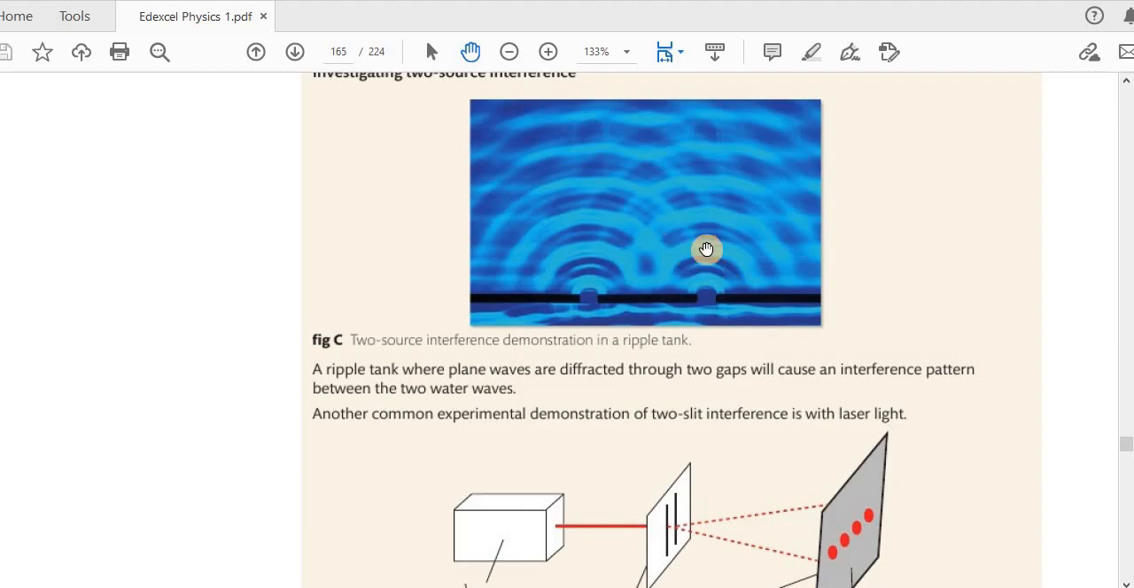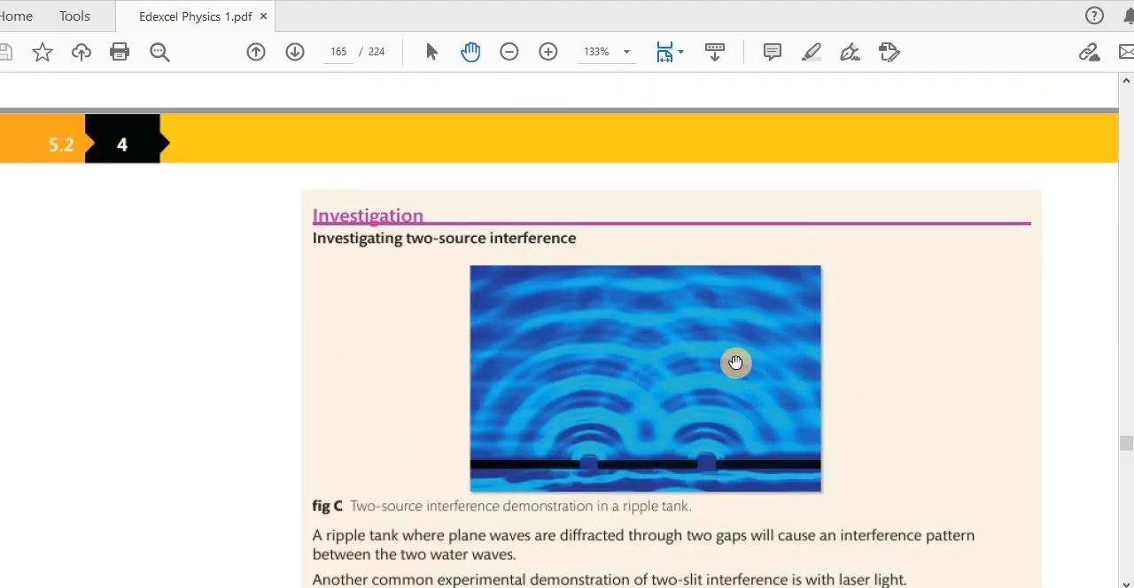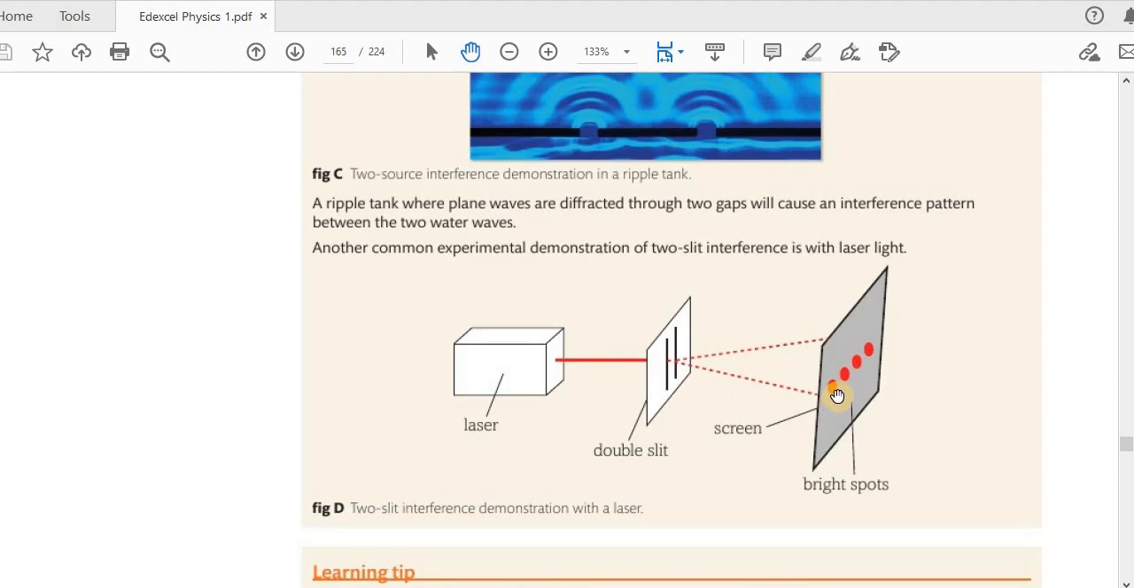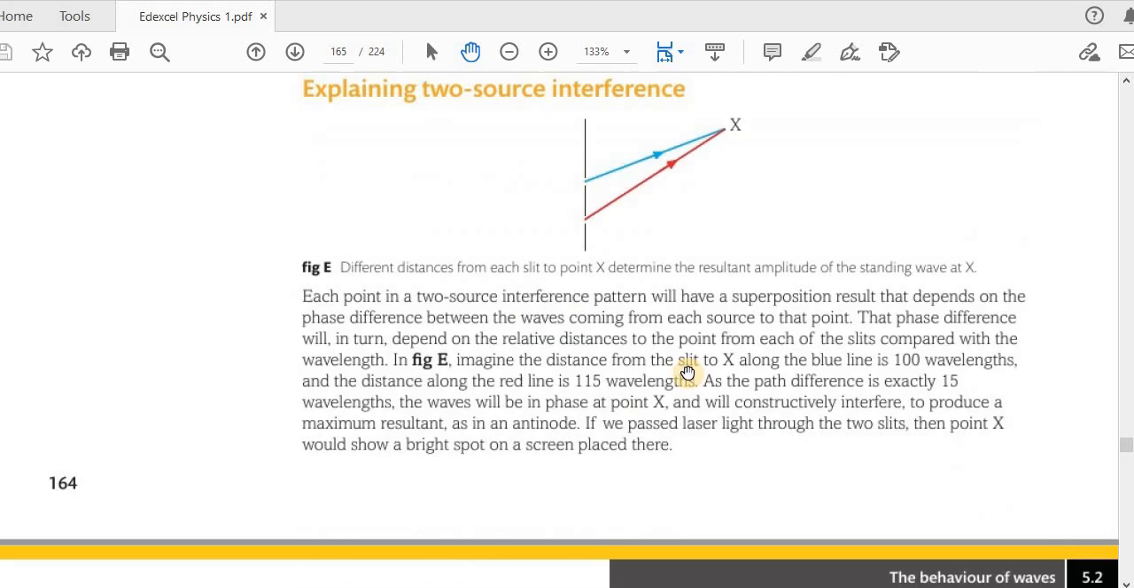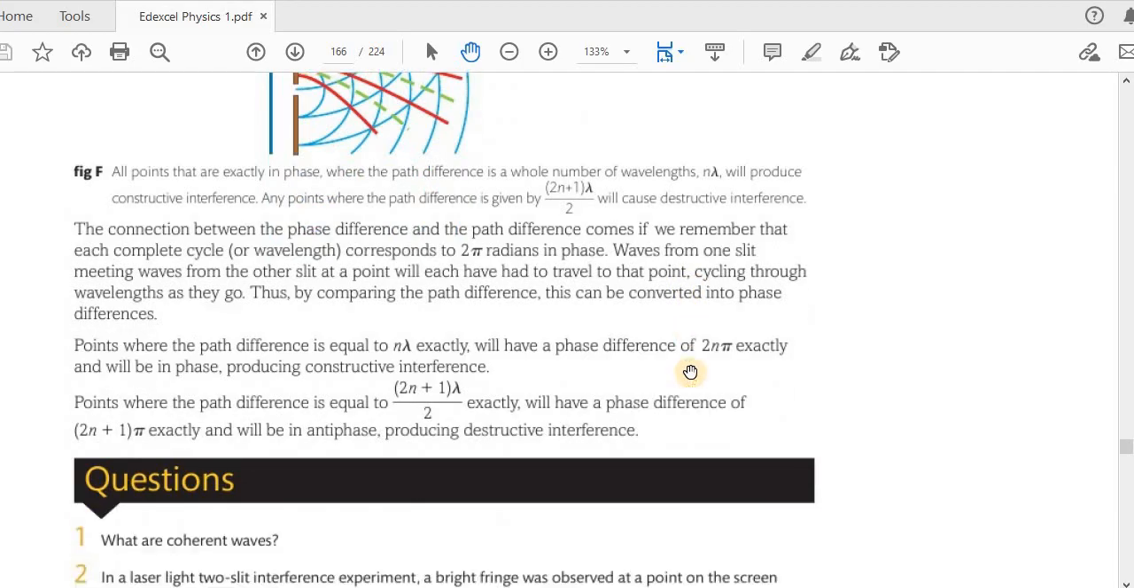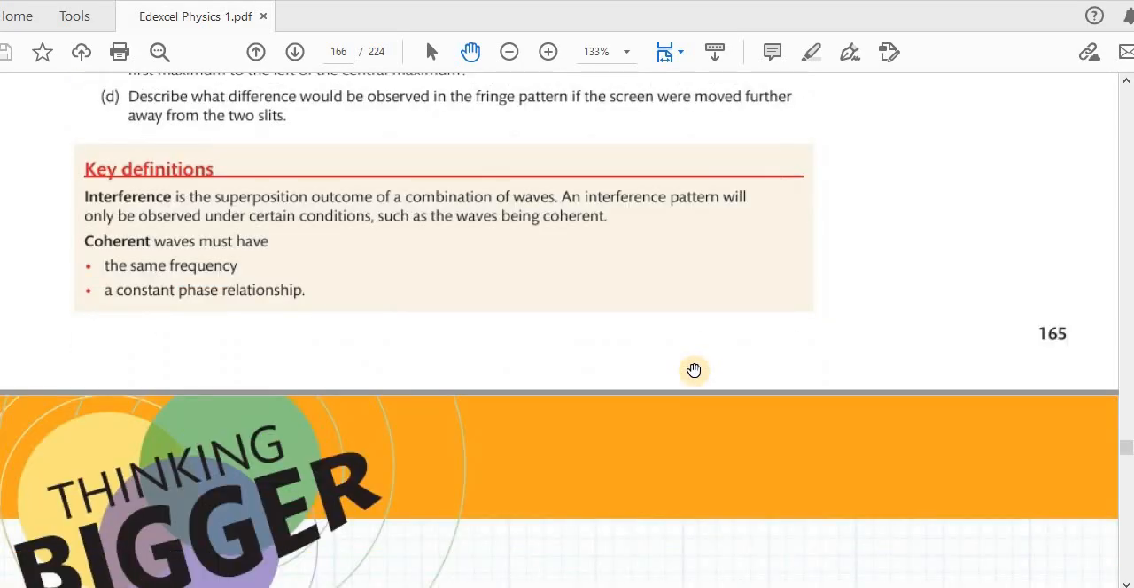Now these diffracted waves interfere on this side, and as a result you have constructive interference and destructive interference. Same thing happens here. Where there is constructive interference, you have a bright spot, also called a bright fringe. Where there is destructive interference, you have a dark spot or no light, also called a dark fringe. How this happens, we have learnt in the other lessons.